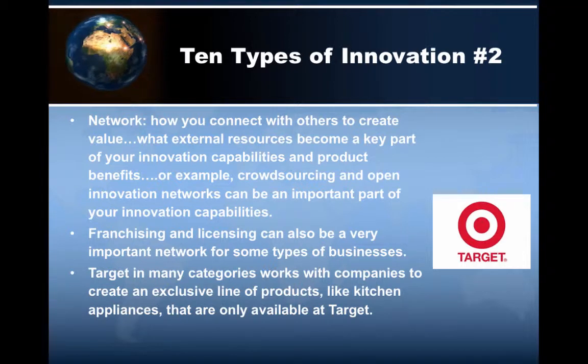Second type is network. It's how you connect with others to create value and what external resources become a key part of your innovation capabilities and product benefits. Crowdsourcing and open innovation networks can be an important part of your innovation capabilities. Franchising and licensing can also be a very important network for some types of businesses. Target, in many categories, works with companies to create an exclusive line of products, like kitchen appliances, that are only available at Target.